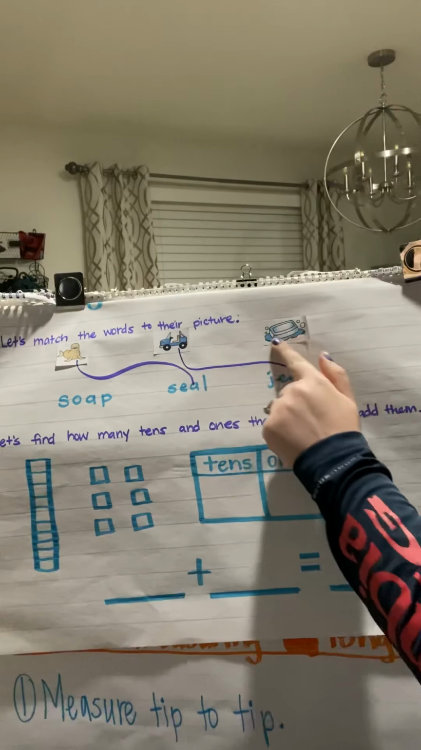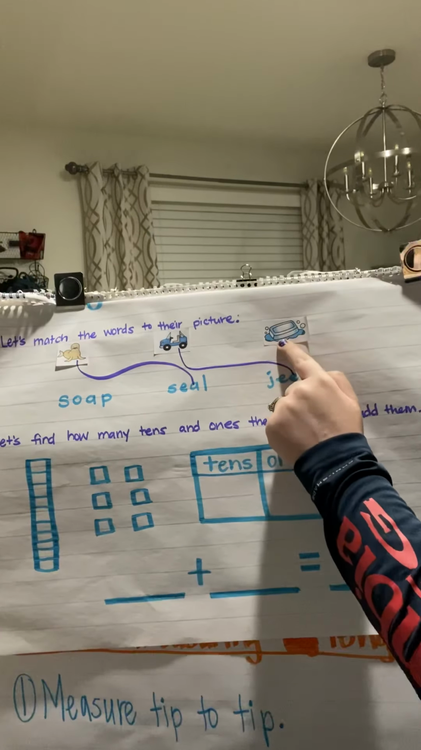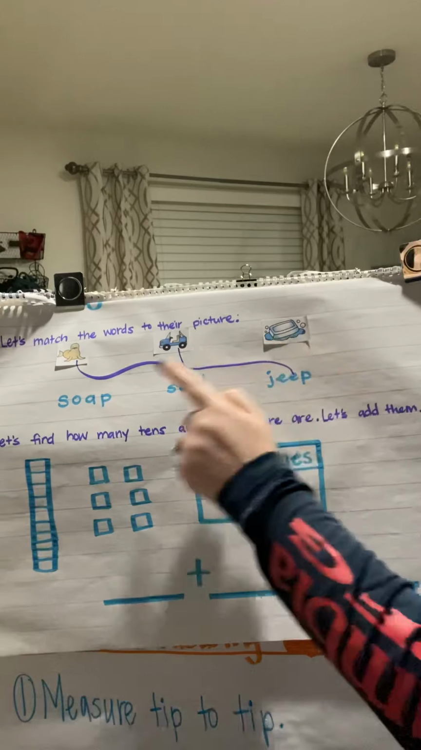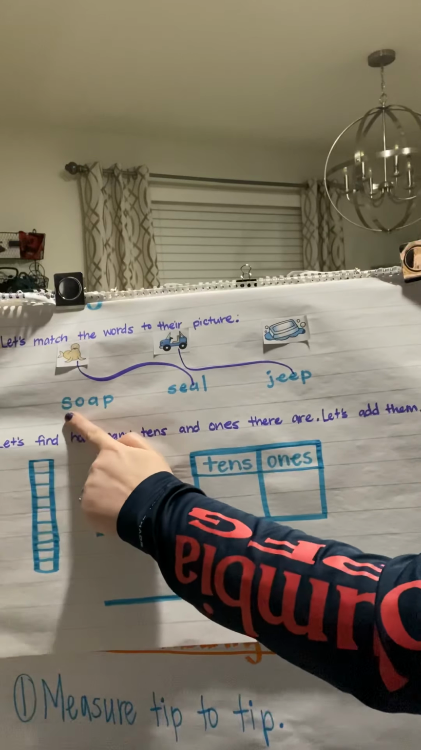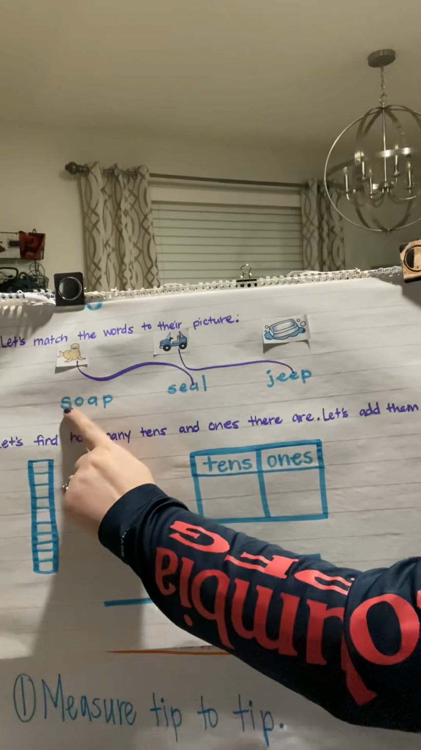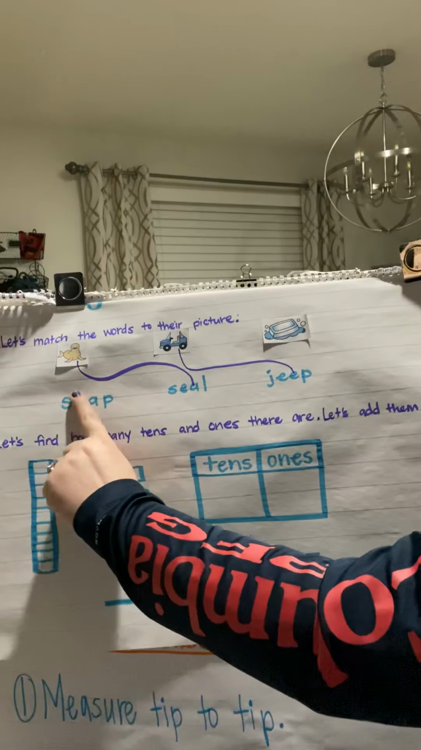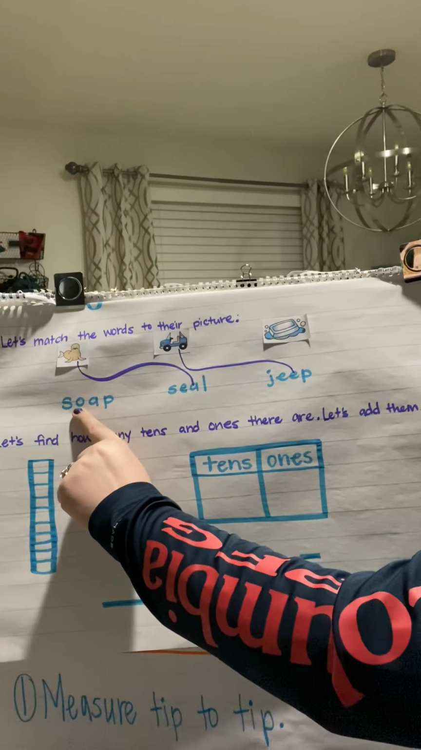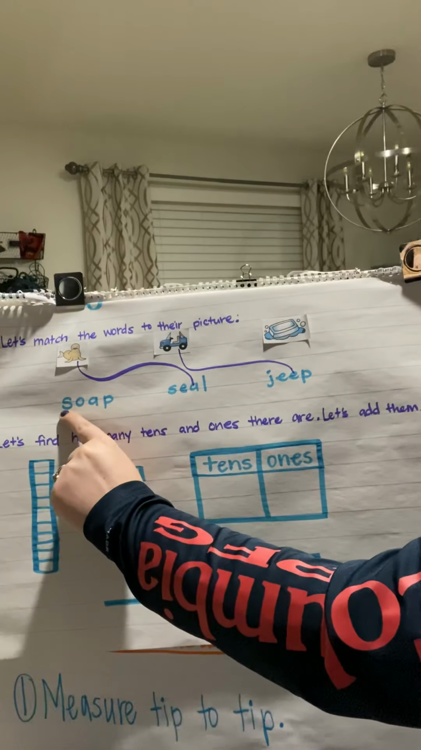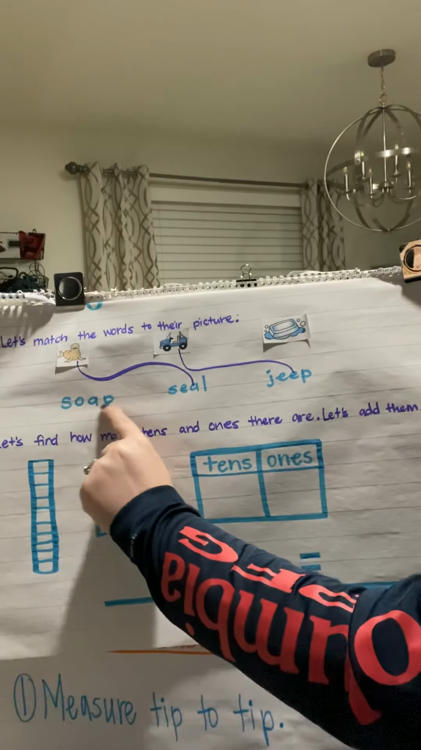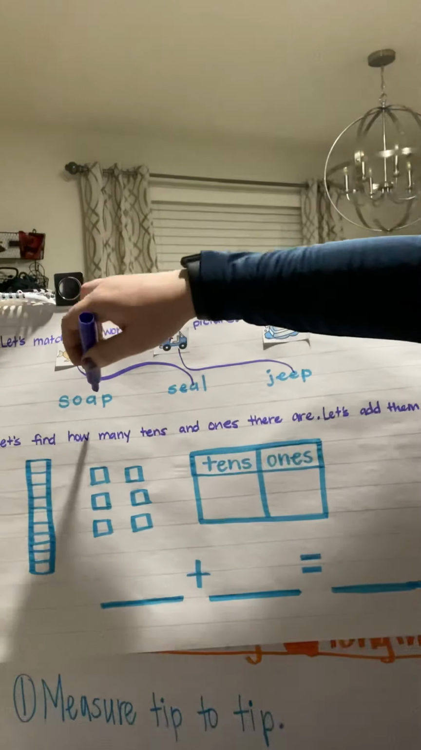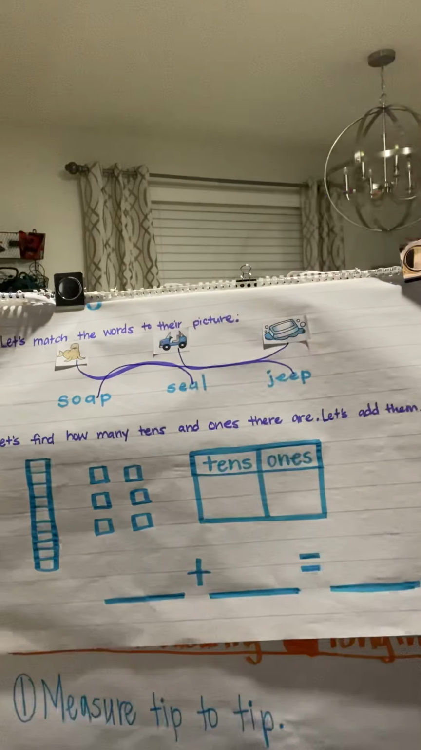And then our very last picture that we have is, what is that? Soap. Good. So if we look over here at our last word that we have that doesn't have a match, let's sound it out. We know that we have a long vowel sound because I gave you that before we started. So soap. So I would match that to the very last picture.